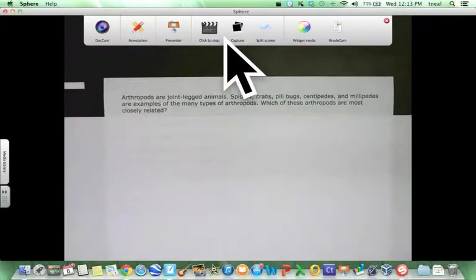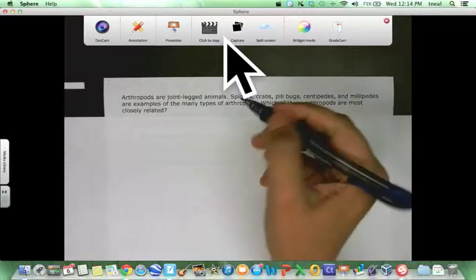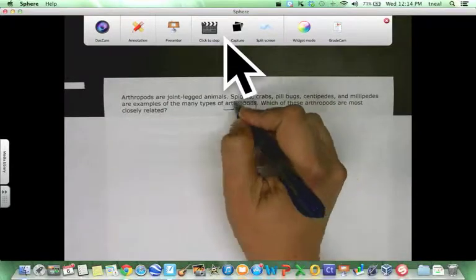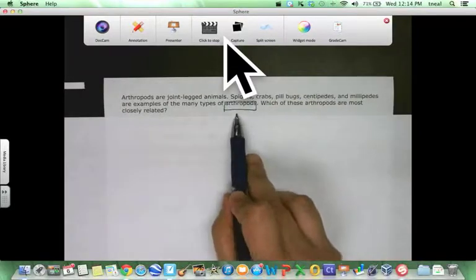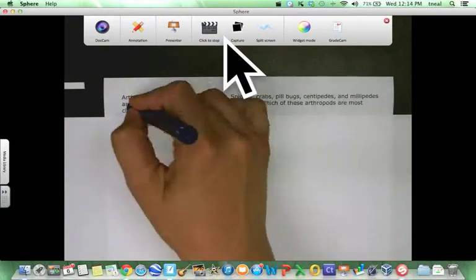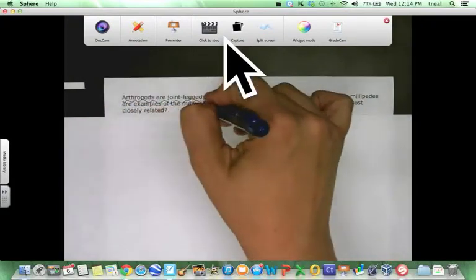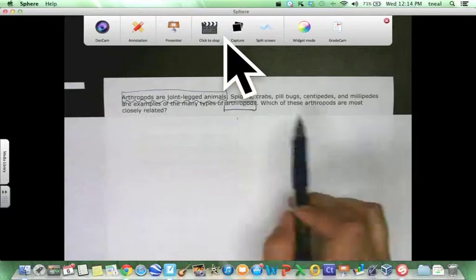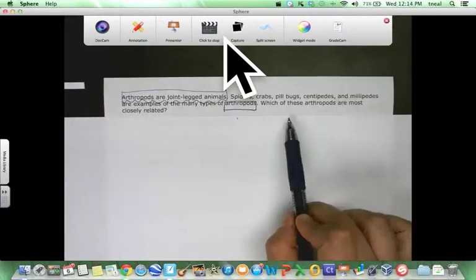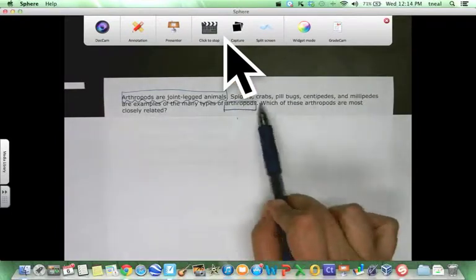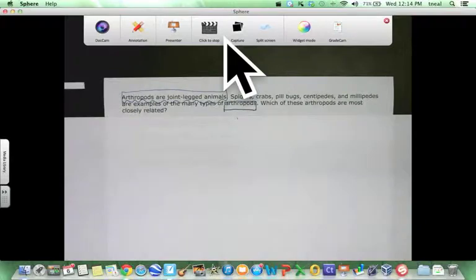And the question reads, arthropods are joint-legged animals. Spiders, crabs, pillbugs, centipedes, and millipedes are examples of the many types of arthropods. Which of these arthropods are most closely related? So the key word here is arthropods. And let's say you forgot what arthropods are, but if you look back, it does tell you that they're joint-legged animals, and it gives you several examples. And it's asking, which of all these is going to be closely related? Okay, so you're going to have to be comparing.